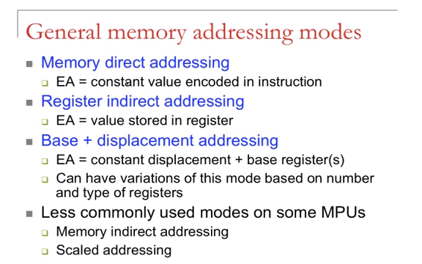And the third one is so-called base plus displacement. So you have a combination of these first two. You not only have a constant, which we use as a displacement, but also some value that is stored in the base register. We can have variations of this mode based on the number and types of registers. There are other types, for example, memory indirect and scaled, and these are not commonly used.